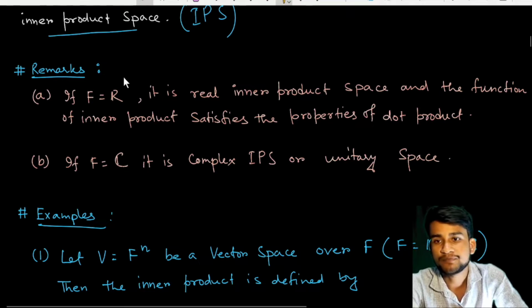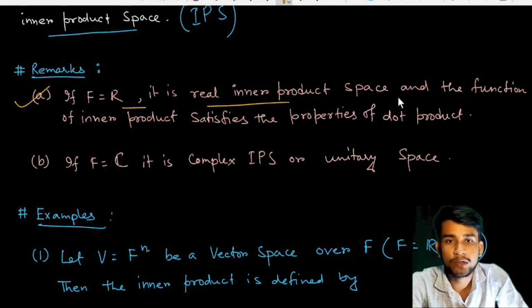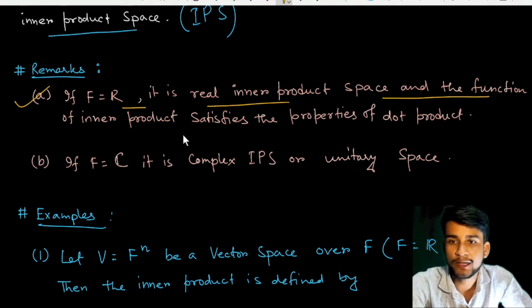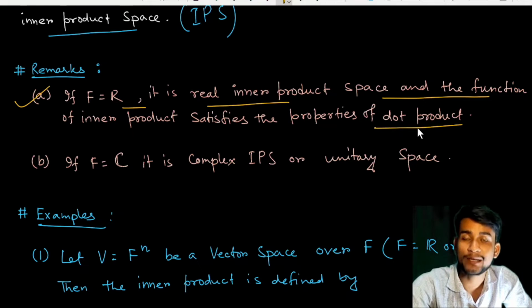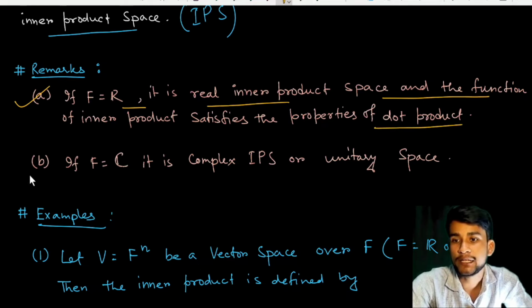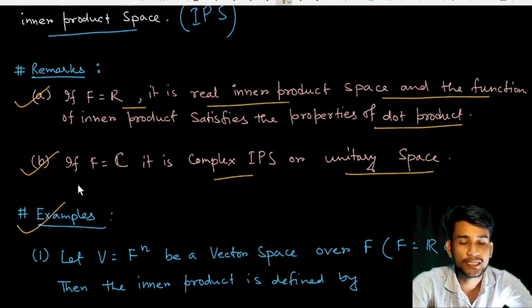Now comes an important remark. Remark one: if F equals R, then it is a real inner product space, and the inner product function is the dot product. That means if the field is R, then we mean the dot product, same as the inner product. And if F equals C, then it is a complex inner product space, or unitary space. So let us take the examples.